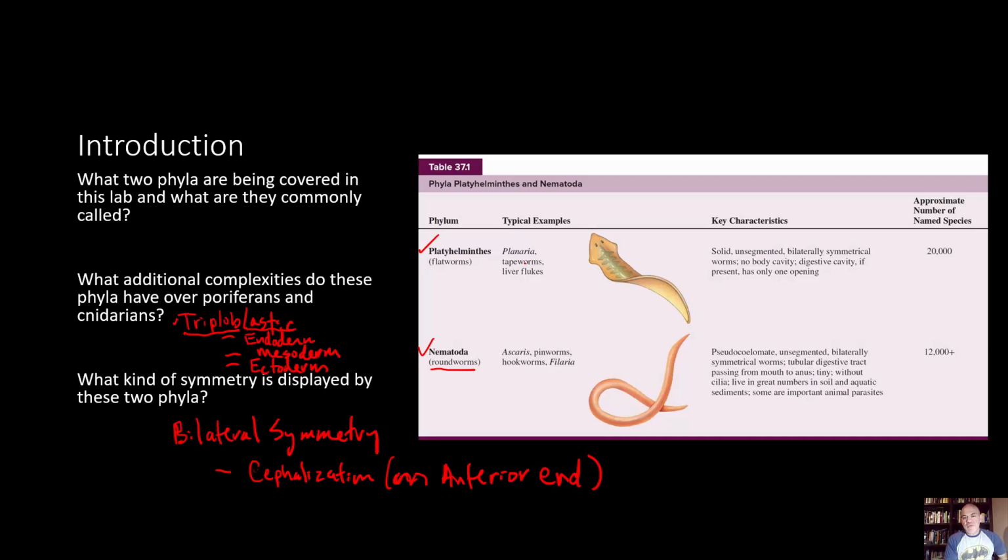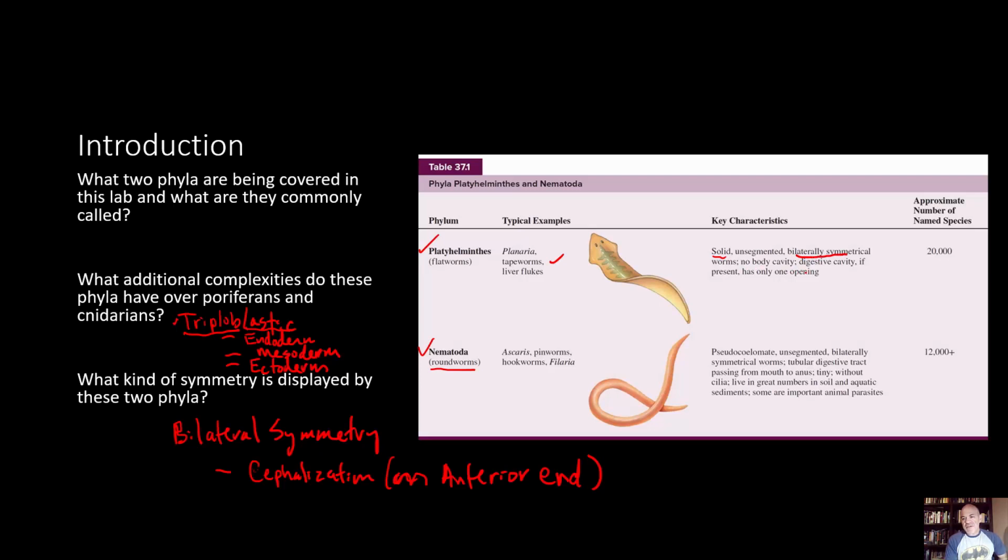So the flatworms include tapeworms, which you may have heard of before, and liver flukes. And their characteristics are they're fairly solid. They don't have a hollow body cavity or a fluid-filled body cavity. They're not segmented. Of course, they're bilaterally symmetrical.